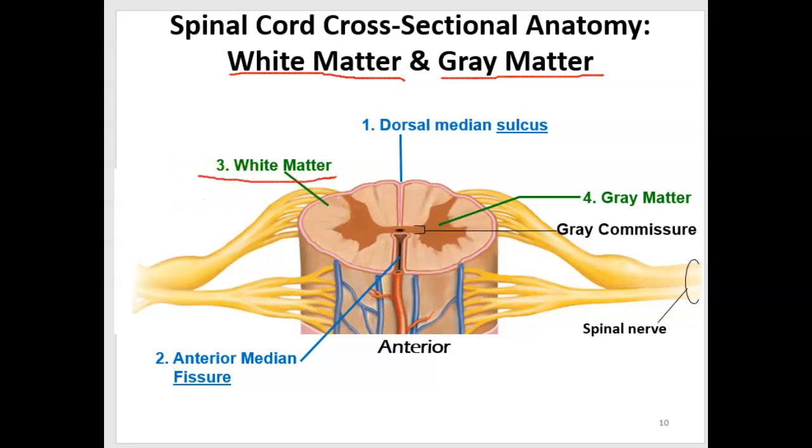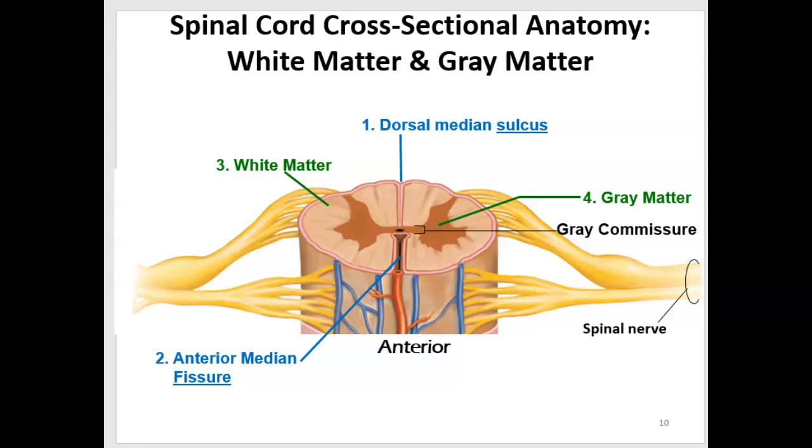It's labeled number 3 on here. And the gray matter is deep. That is the opposite of what we see in the brain. Remember, in the brain, the cortex, the cerebral cortex, was gray. And deeper, we found white matter. So it's reversed or flipped in the spinal cord.